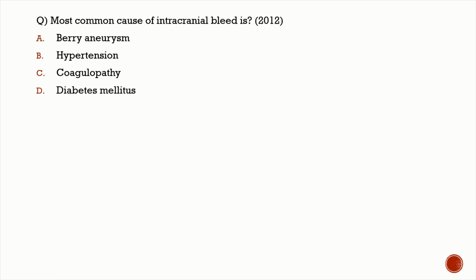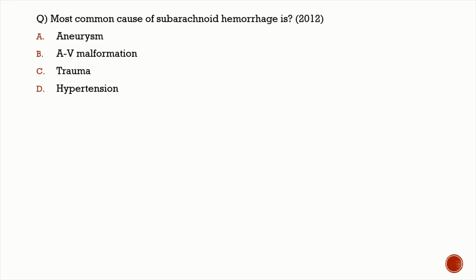The most common cause of intracranial bleed is, okay, so it's a factual question. Hypertension is the most common cause of intracranial bleed. The most common cause of subarachnoid hemorrhage, yes, tricky question. In a rush to answer, you will always directly take the aneurysm answer, but it's not aneurysm. The answer is trauma. The second most common cause is going to be berry aneurysm. But if they ask you what is the most common cause of spontaneous subarachnoid hemorrhage, that time you can tick berry aneurysm as the answer. But if they just generically ask you the most common cause of subarachnoid hemorrhage, you should always tick trauma as the answer. Okay, next question.